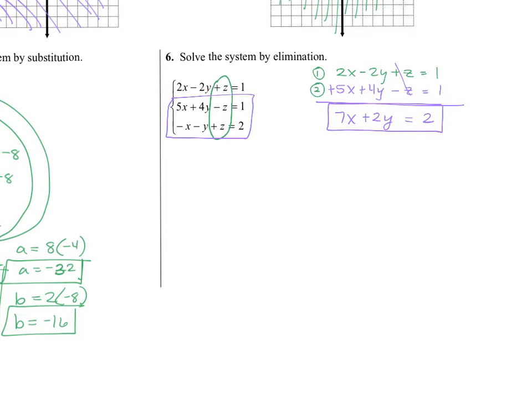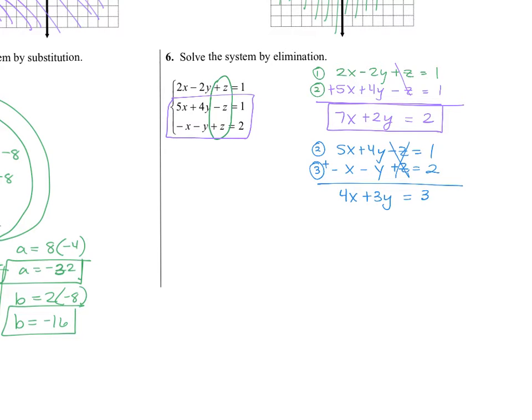So now I'm going to say from equation 2, which is 5x plus 4y minus z equals 1, and equation 3, which is -x minus y plus z equals 2, I can add those together. So 5x plus a -1x is 4x. 4y plus a -y is a positive 3y. Those will zero out, and we're left with 1 plus 2 is 3.